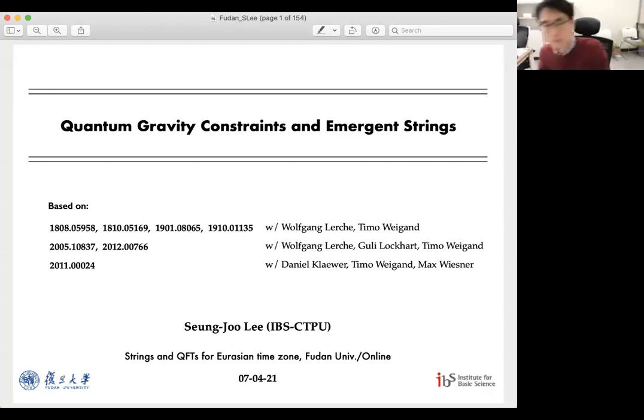So today I'd like to tell you about how some of the quantum gravity constraints are realized in string theory. And in fact, the answer is already suggested in this title. So it's going to be due to emergent strings.